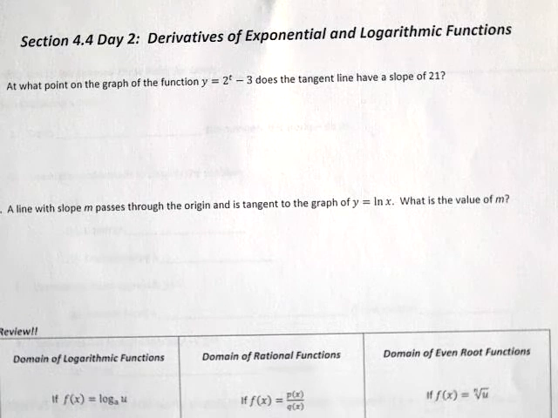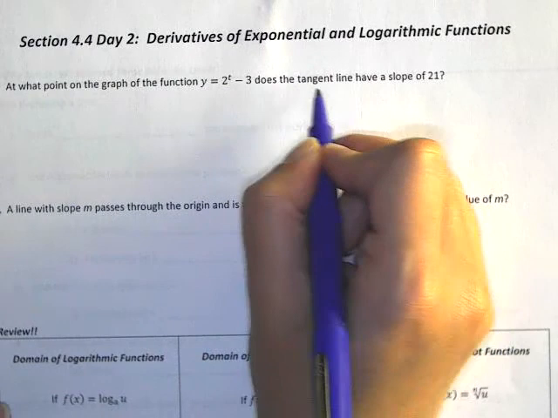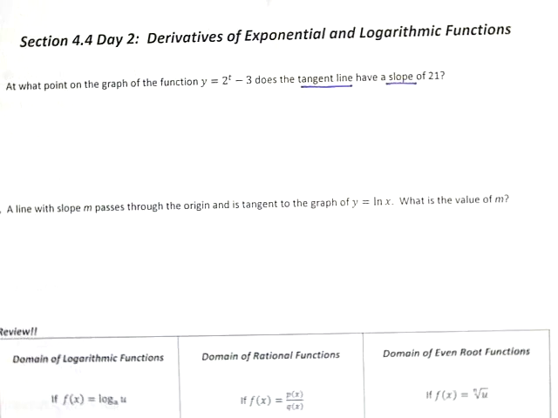So yesterday we learned the very last derivative rules that we're really ever going to have to learn for this class. But what we need to talk about now is the domains of exponential and logarithmic functions. So if I, for example, well, let's start with this. If I, for example, said at what point on the graph does this line have a slope of 21?